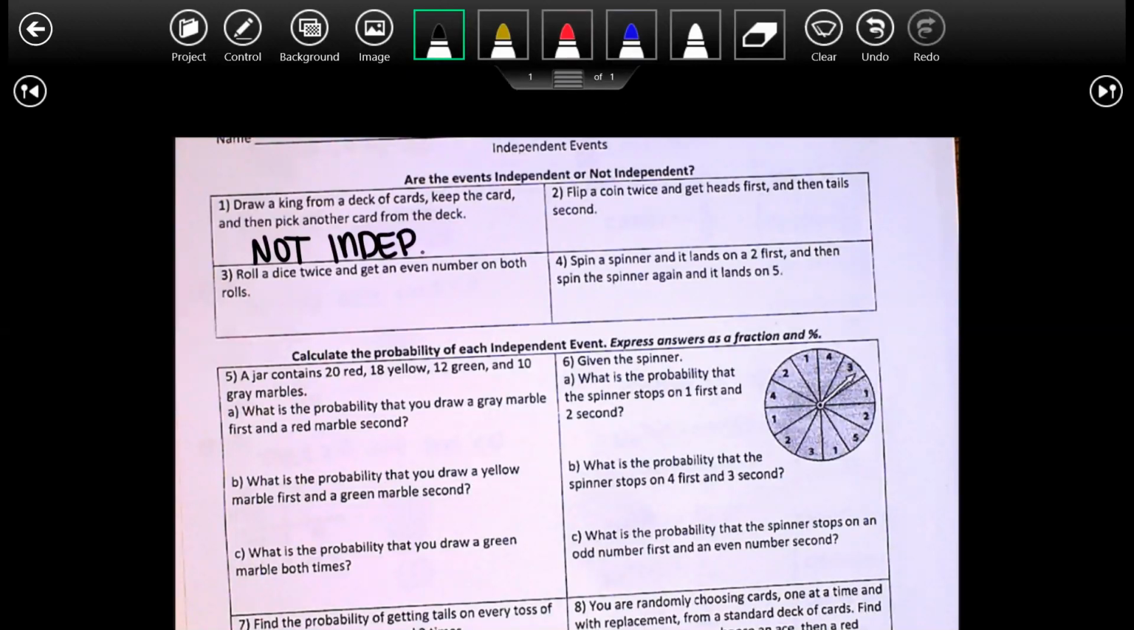Spin a spinner and it lands on 2. Then you spin the spinner again and it lands on 5. Independent. You can do the other 2.